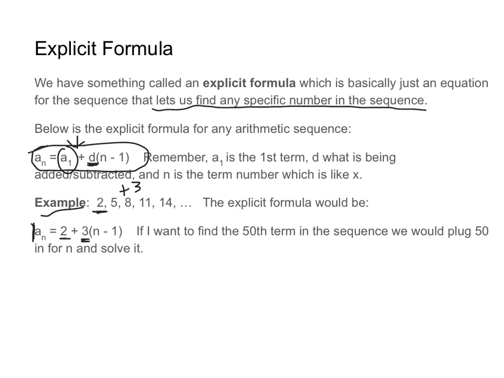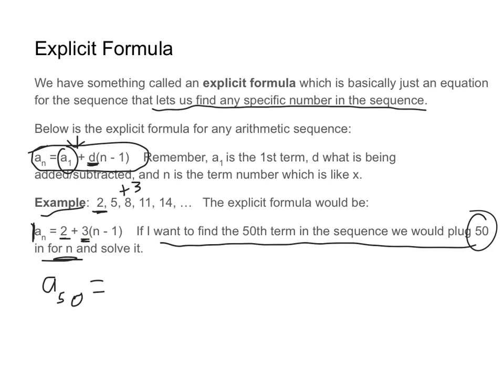If we look down at this example, we've got our equation. If I want to find my 50th term, I can obviously count and just keep adding 3 until I get 50 terms, which is possible, but not easy. It's a lot easier to use the formula. Or say I want to find the 300th term, we don't want to count that many terms. So it's much easier. All we do is plug 50 in for n and solve it. Look down below here. I'm finding a sub 50, the 50th term.